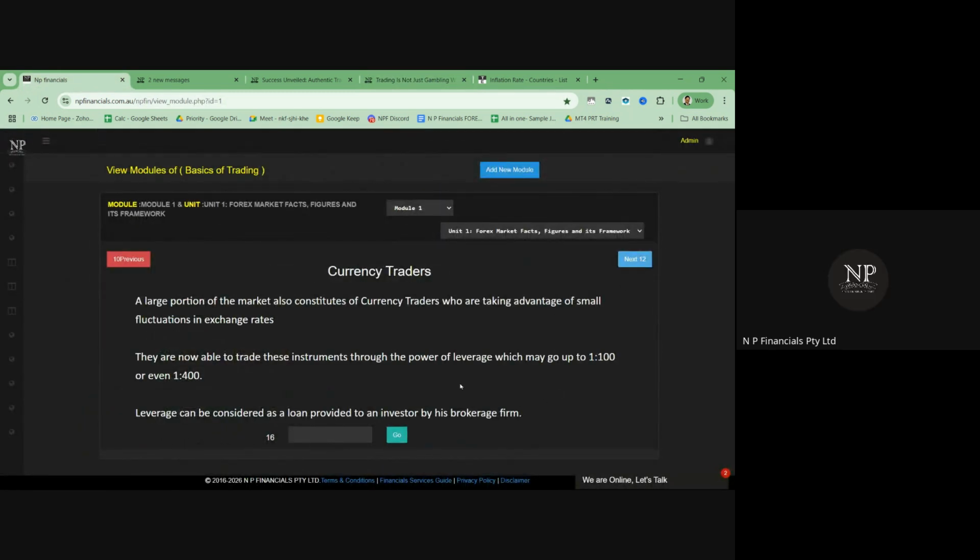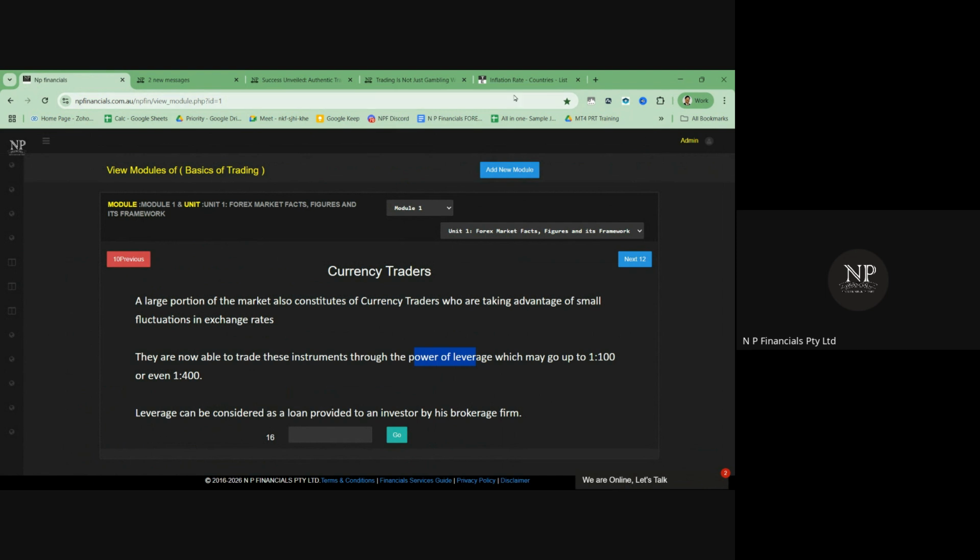Currency markets, currency traders. A large portion of the market also consists of currency traders like us who are taking advantage of the small fluctuations in the exchange rate. Now we are able to trade these instruments with the power of leverage, which can be 1:30, 50, 100, 200, 300, 400, 500. What is leverage? Leverage can be considered as a loan provided to an investor by his brokerage firm.